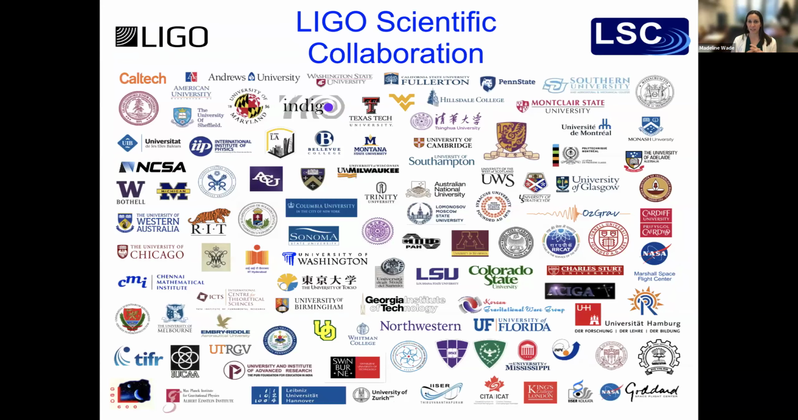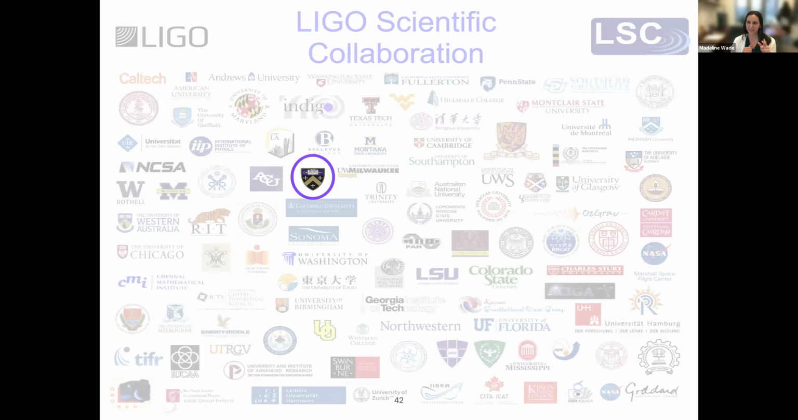Of the US-based detectors, LIGO is the specific detector that my research group is a part of. So the LIGO Scientific Collaboration is the group of nearly 1,000 scientists from hundreds of different institutions who contribute to the science of these detectors and of this field. And you'll see if you zoom in, Kenyon's part of this group.